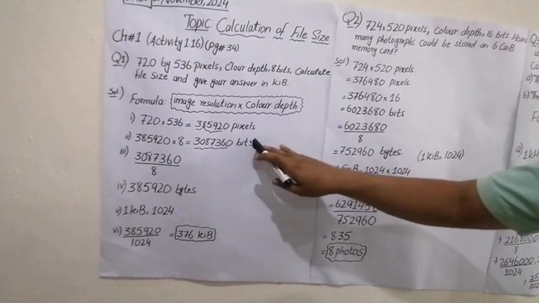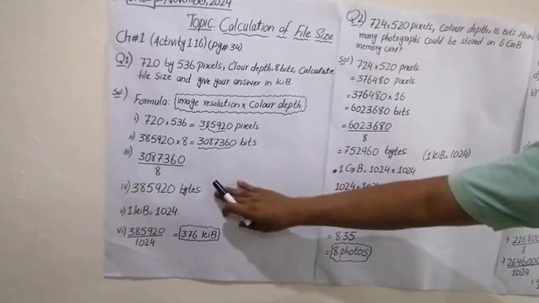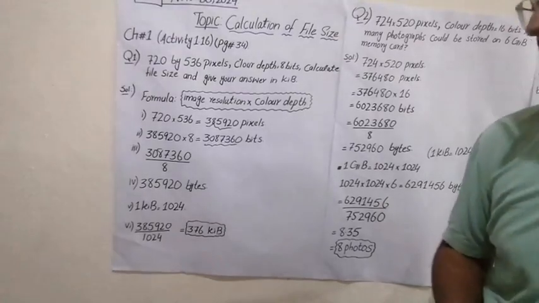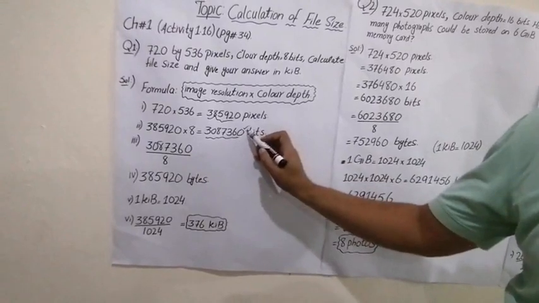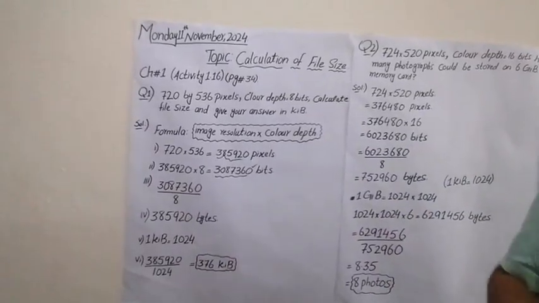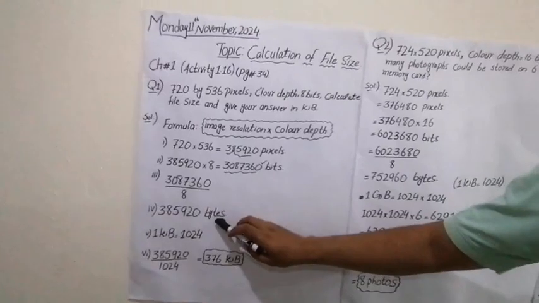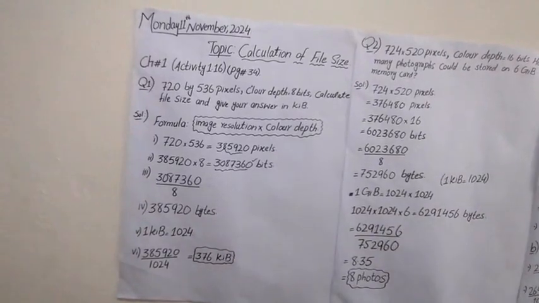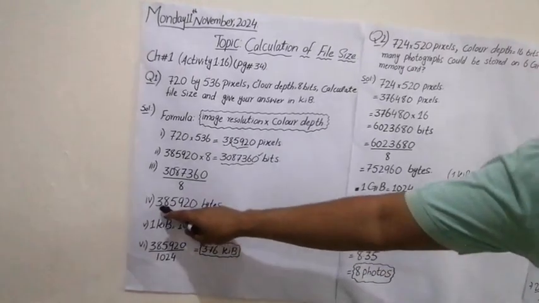And next, when we have this value, we have to convert it from bits into bytes, right? For that, we have to divide this value of bits by 8, right? So when we divide it, we will get this value here, that is in bytes. I have already explained the whole process, why we are dividing it by 8 and how we are going to get this value in bytes.